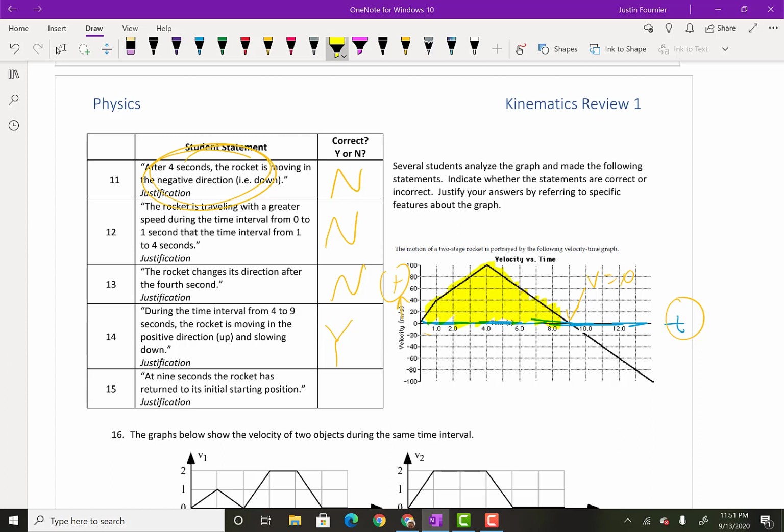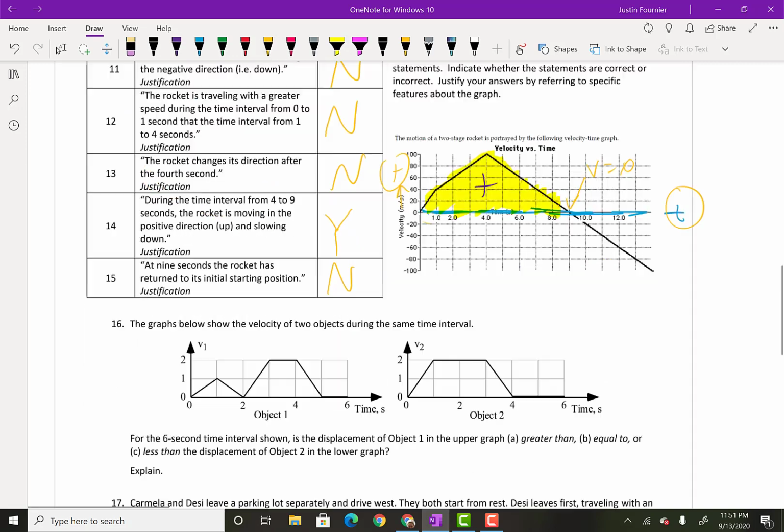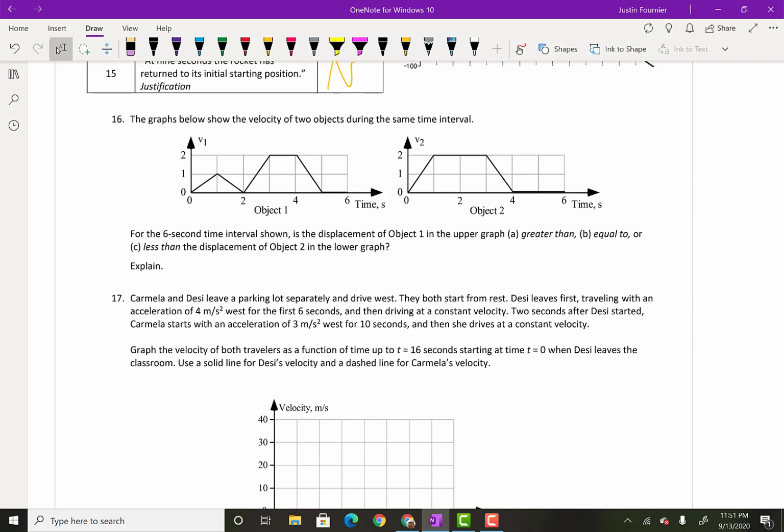And you might have encountered this with the Khan Academy stuff, actually. But yeah, this is all positive displacement. So it's far, far, far away from the origin there. So actually, this one is also going to be no. So it's not back at its initial starting position, but it is back at rest. It's at rest at that moment. So there we go. There's that one. Again, I am moving fast, I know.